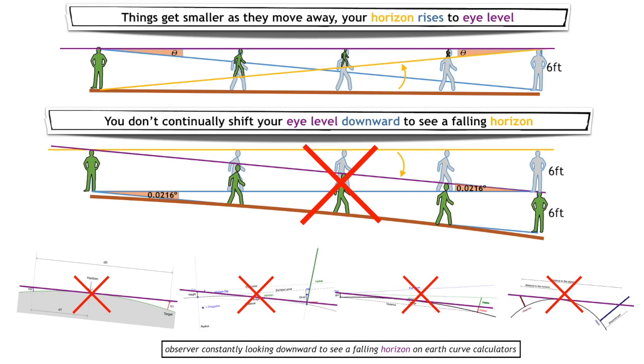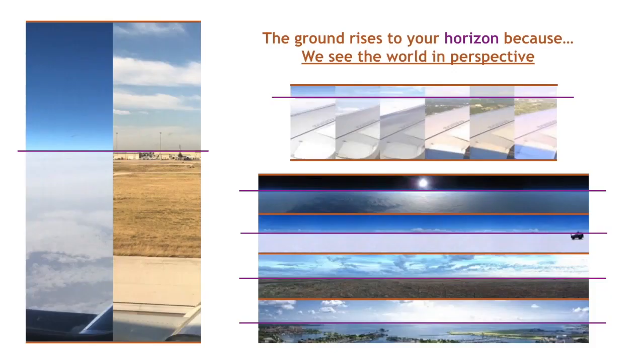So again, things get smaller as they move away. Your horizon rises to eye level. That is what is happening. You don't continually shift your eye level downward to see a falling horizon. Again, note all the Earth curve calculators require you to be looking down across a horizon to view another object on the other side of the bulge, going up at another angle.